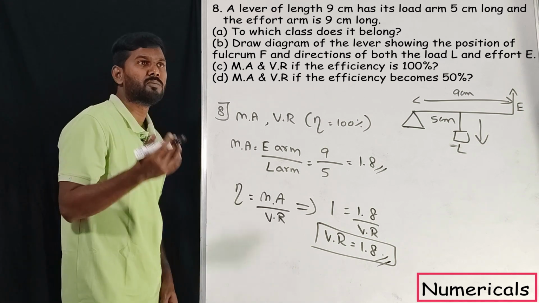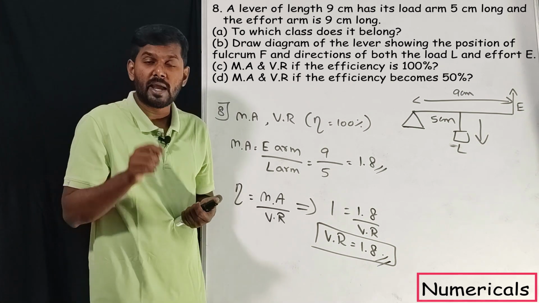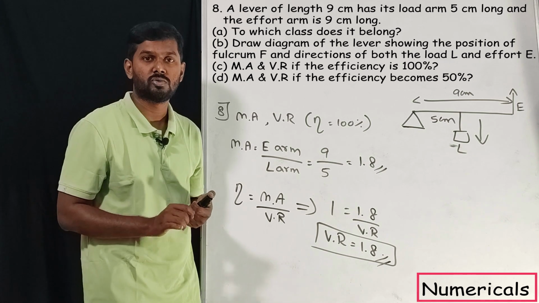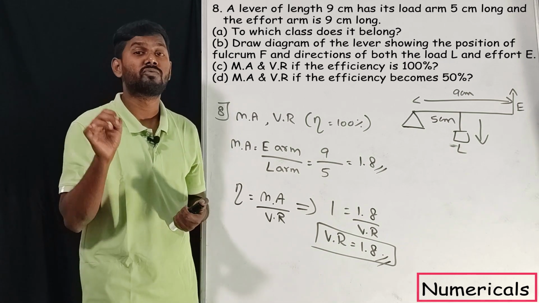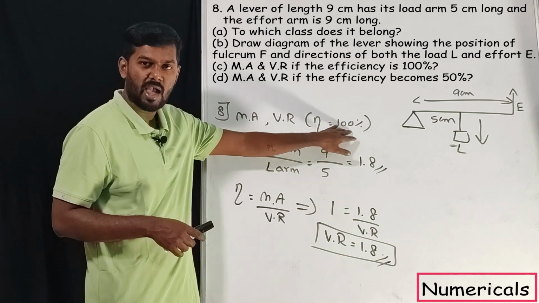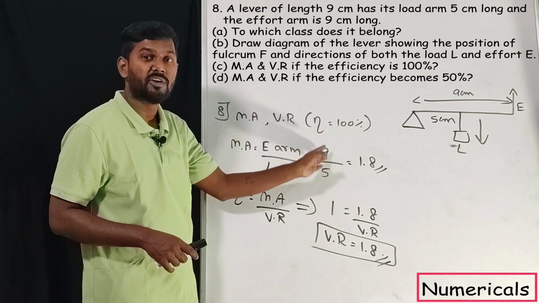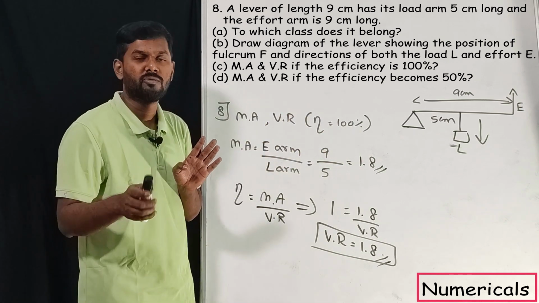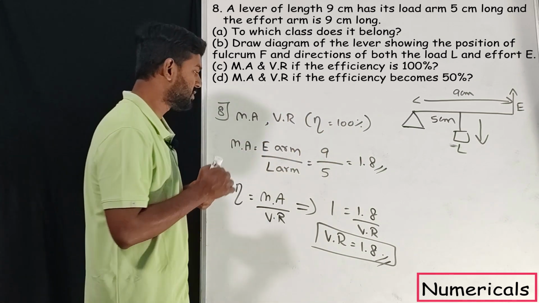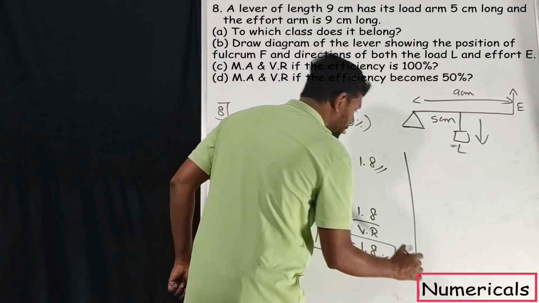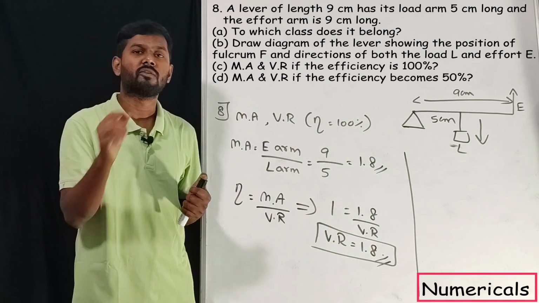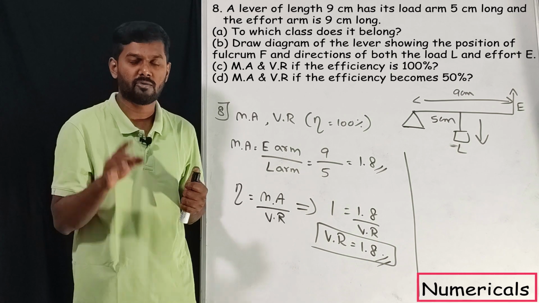Now there is one more question. What is the mechanical advantage and velocity ratio if the efficiency is reduced to 50%? Initially we have 100%. If it is reduced to 50%, what will be the mechanical advantage and velocity ratio? First thing you need to know, efficiency will not affect velocity ratio. Keep this in mind, very important point.